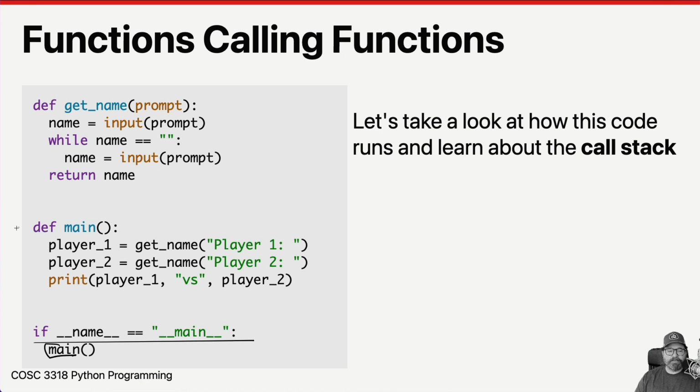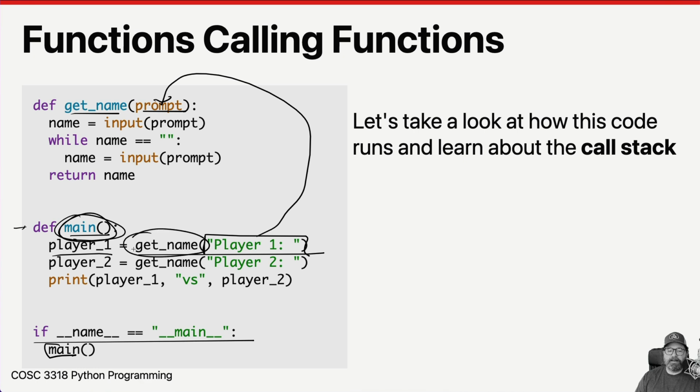And the main function is right here. And so when main runs, it says player one, get name player one. And this is the prompt it's using. And then up here we have get name prompt. So it's passing this prompt into here. See, we are inside a function main and we are calling another function get name. Okay? So we come up here to prompt and we have a local variable name. We have a local variable prompt. We prompt the person with player one.